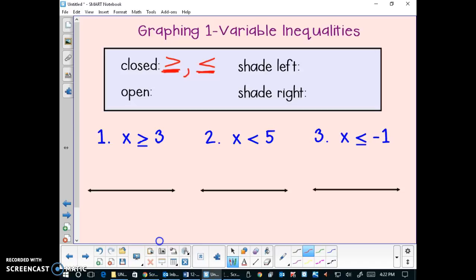Now an open circle means that that value is actually not included. So it does not equal. So our two symbols for an open circle are just a greater than or a less than because it's not included.